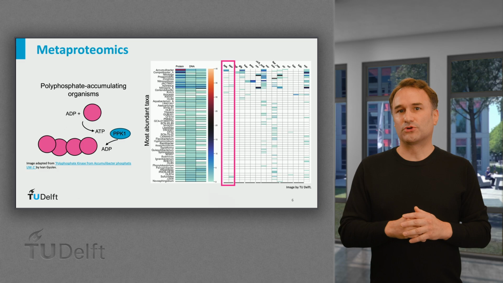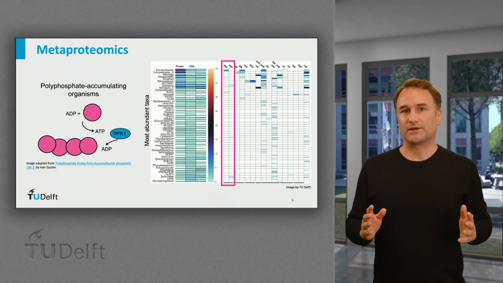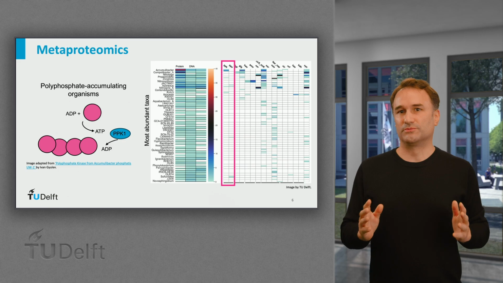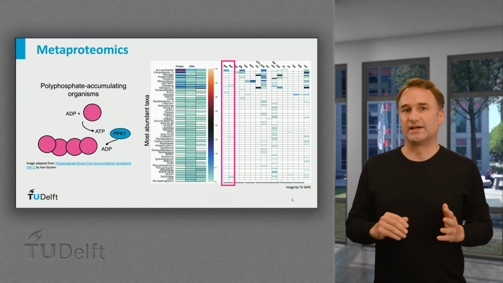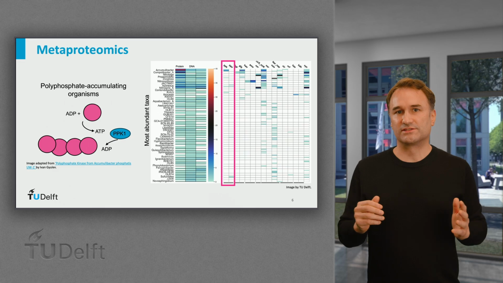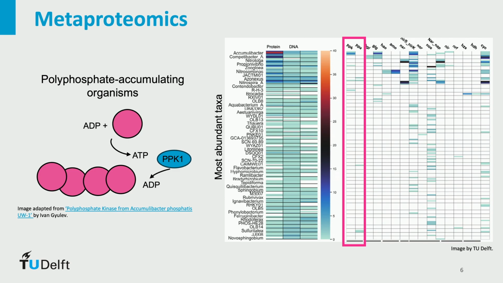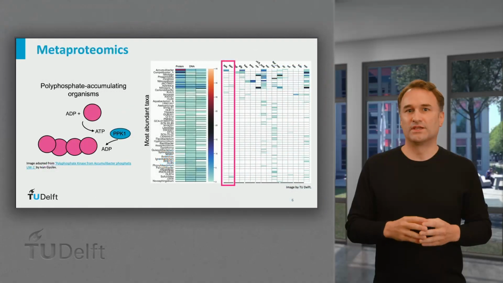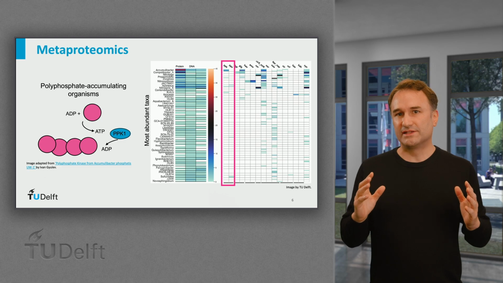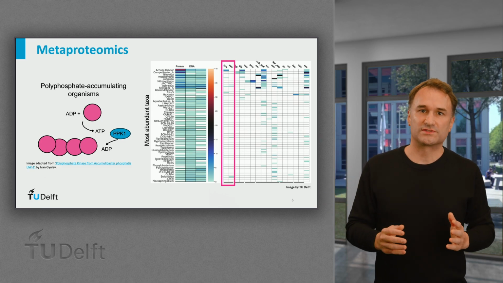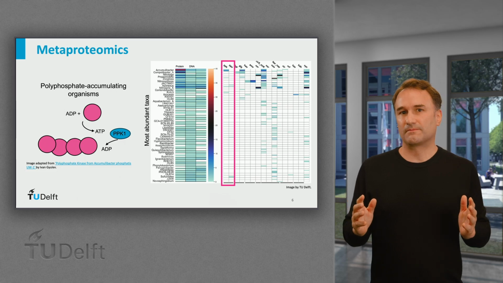Here is an example of a metaproteomic metabolic pathway expression map obtained from an anaerobic granular sludge community. On the y-axis are the identified genera, and on the x-axis the key enzymes for nitrogen and phosphorus removal. The colors indicate which microbes express which enzymes or pathways. While many microbes may carry genes for certain reactions, high expression levels are often only observed in specific microbes. For example, the PPK genes are mainly expressed by phosphorus-accumulating organisms like Candidatus Accumulibacter.